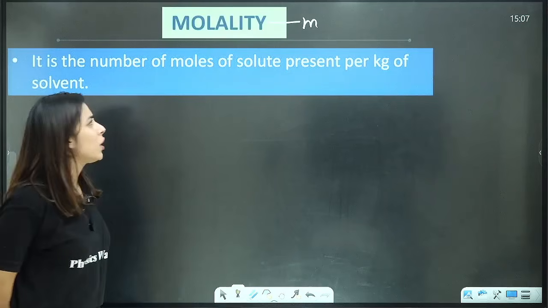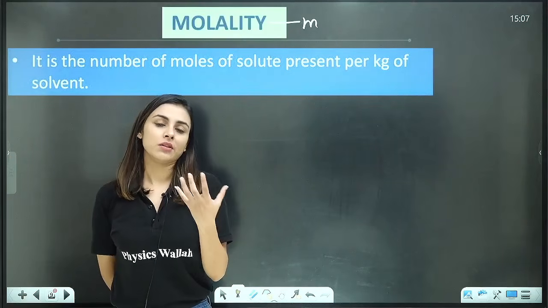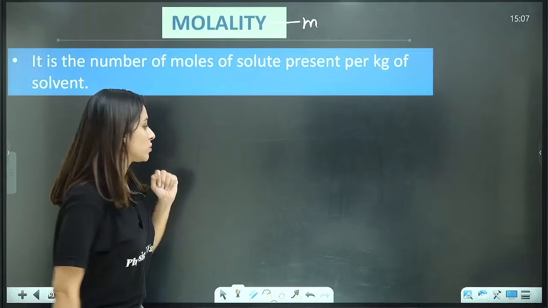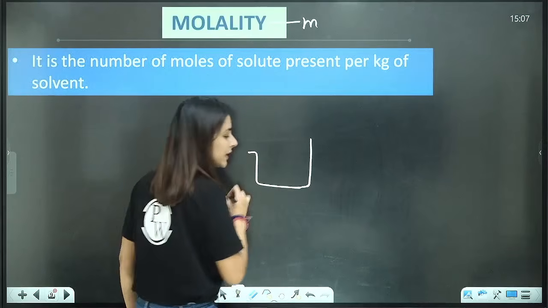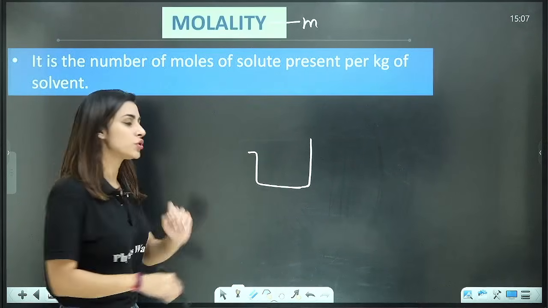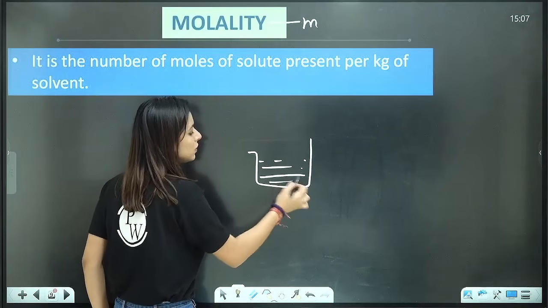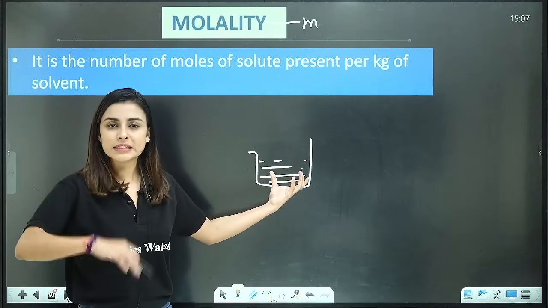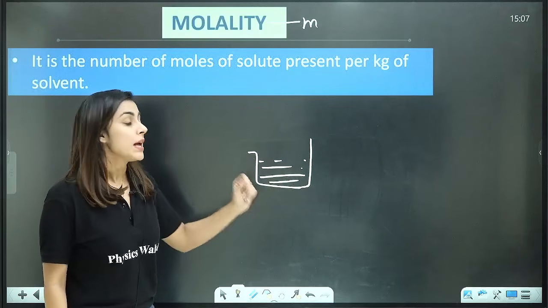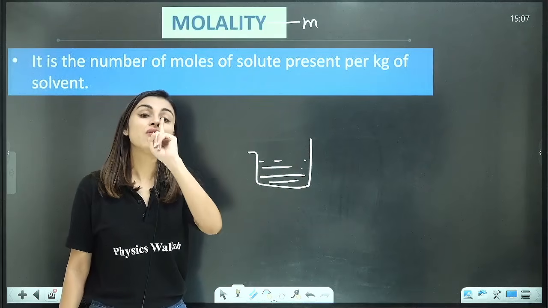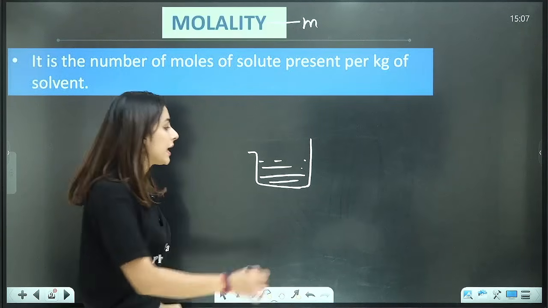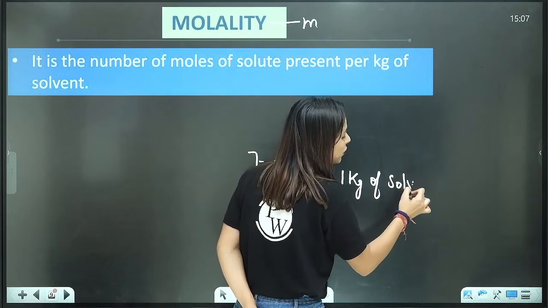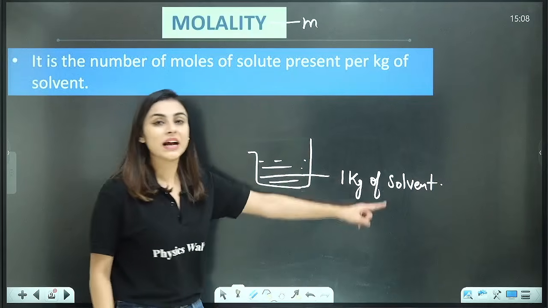Okay, now what does molality define? The same way we understood molarity, we are going to understand molality. What does this mean, my dear students? Again, you will take a container, and you will take a solution here. Let us say we have a solution. Solution is made by solute and solvent. So first of all, let us consider the solvent. Now, I am telling you that you have 1 kg of solvent. Here you will talk about the mass of the solvent.